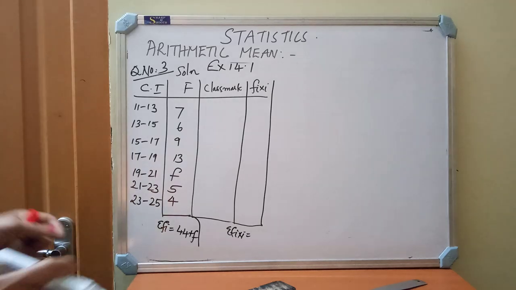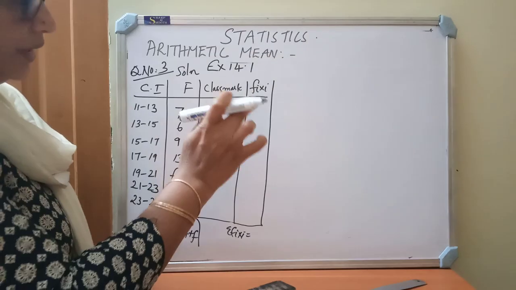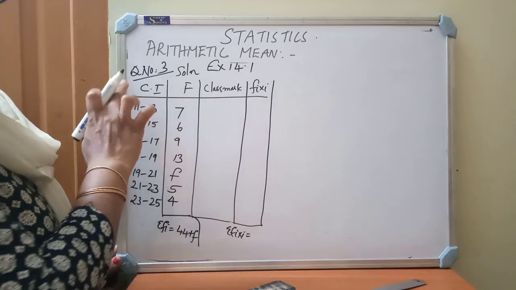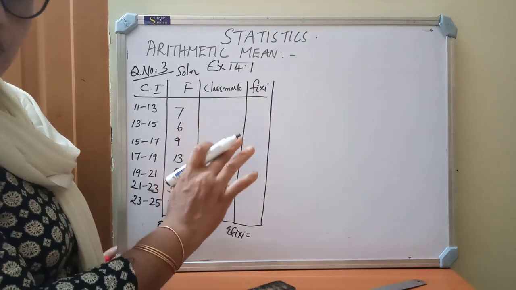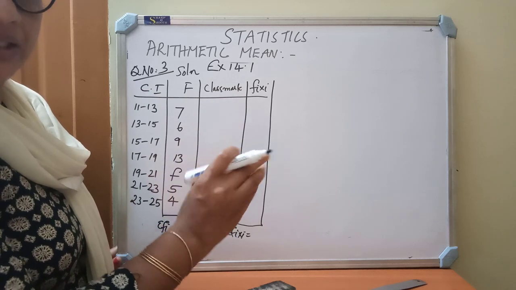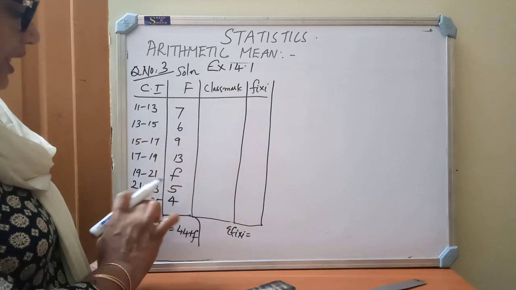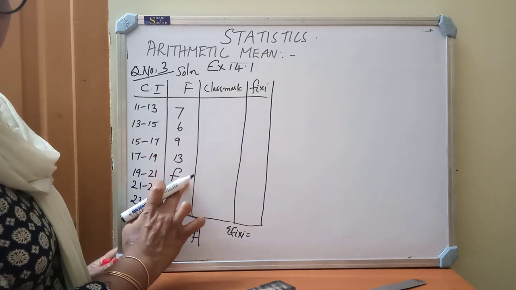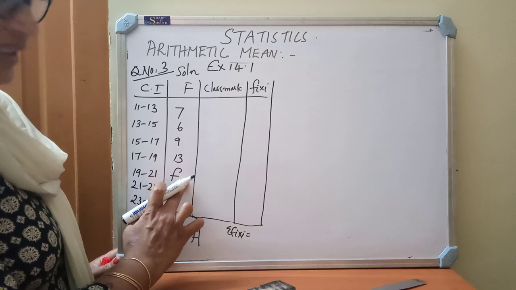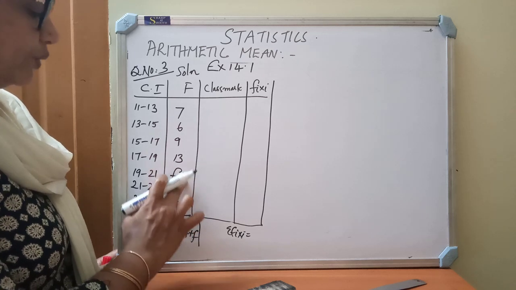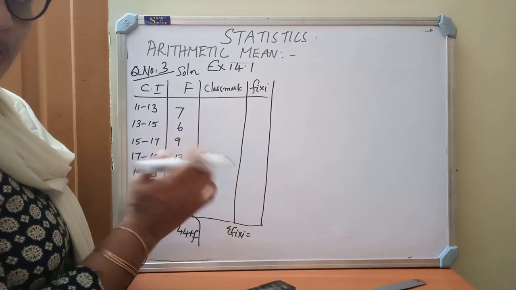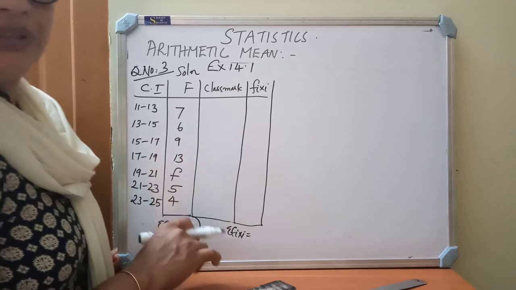See children, exercise 14.1, question number 3. Question number 1 and 2, whatever method I taught previously, any one of the methods, you can complete that. In question number 3, one of the frequencies is given as missing and written as f. Sometimes they will give x or p or q, like that. They will ask you to find out the missing frequency.